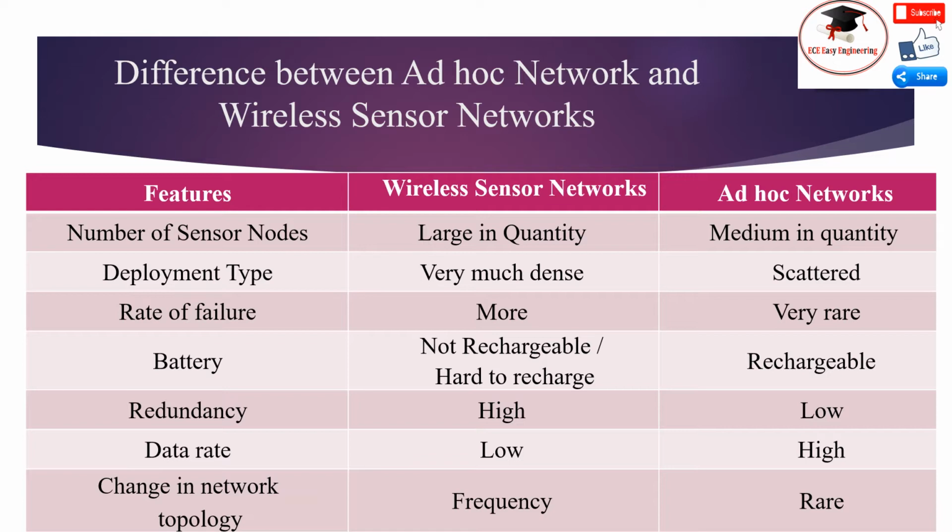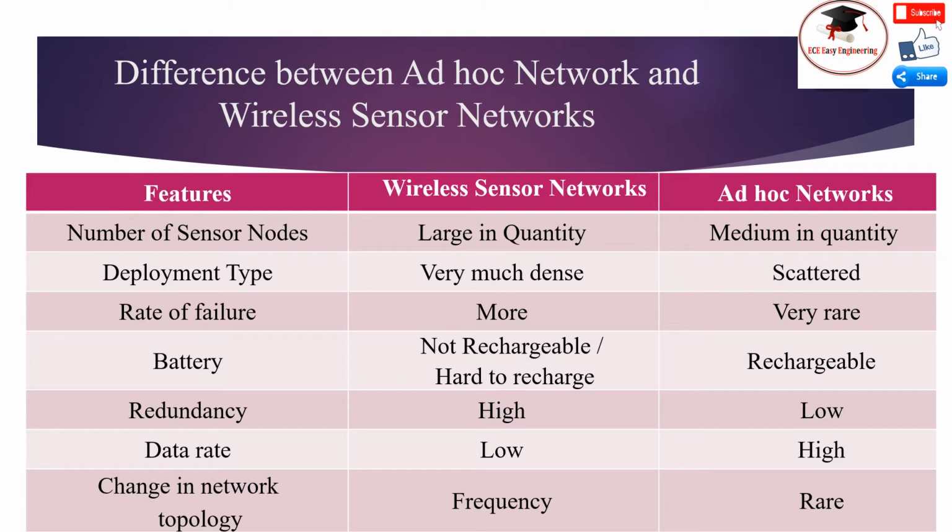The number of sensor nodes are large in quantity. The deployment type is very much dense. Rate of failure is more. Battery need not be rechargeable because it's hard to recharge. Redundancy is high. Data rate is low. There's a frequent change in network topology.